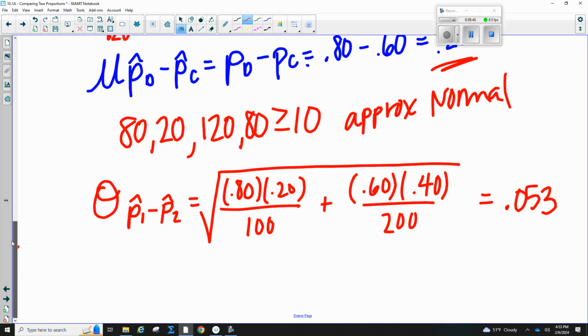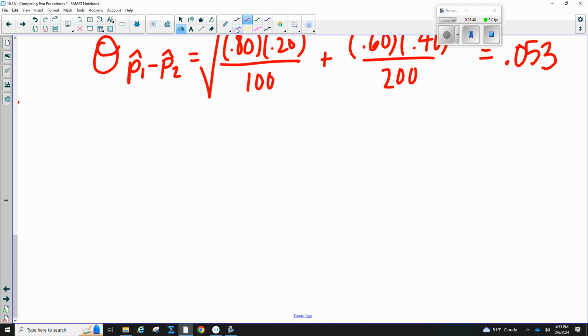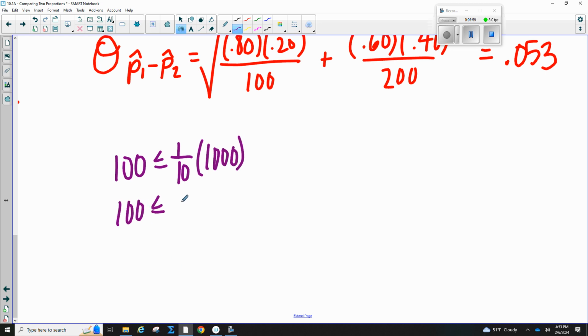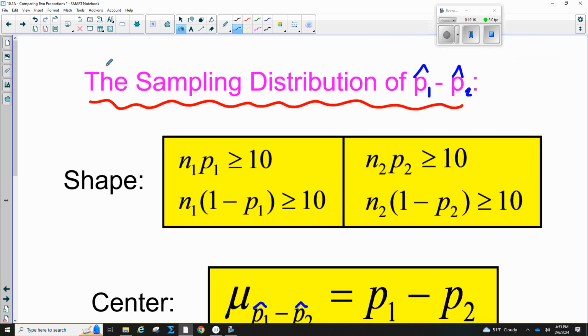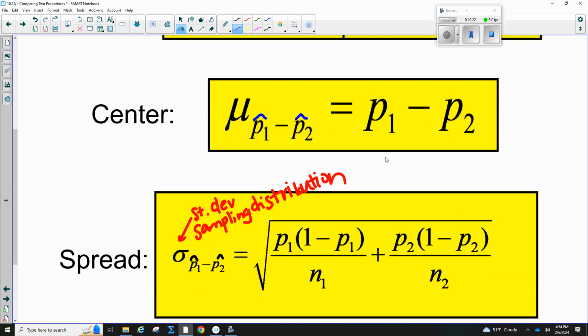All right, then I need to check my 10% condition. So for Devlin, our sample size is 100. And we said that the population is 1,000, all right, which is good. A tenth of 1,000 is 100, so we're good to go. And then at Chatfield, our sample size we took was 200, and we said that the population at Chatfield was 2,000 kids, so we're good to go here too. All right, for 10%, we've met our independence. All right, so make sure you have all of these written down. Okay, how do I do shape? Check both for normality. For center, subtract p1 minus p2, and our new formula for spread.